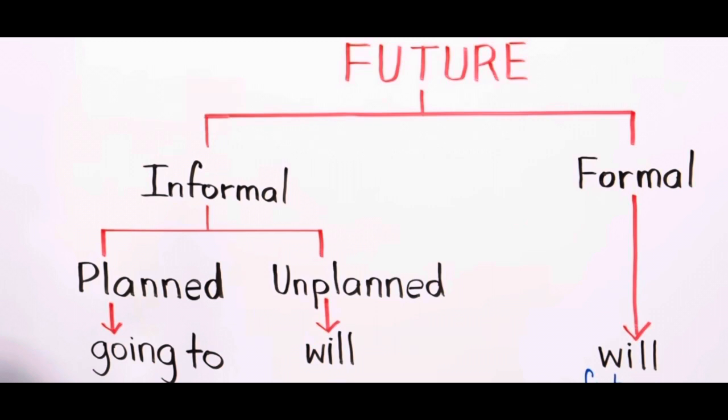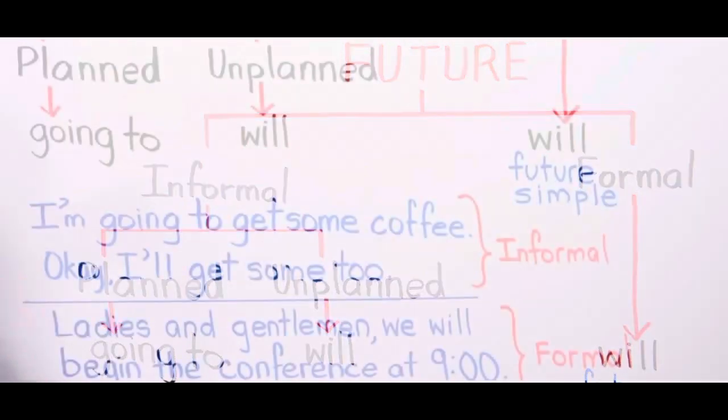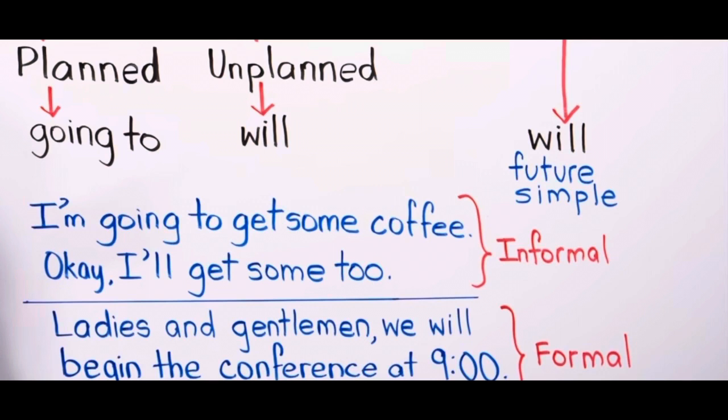Or if I'm going to travel somewhere, I need to make the travel arrangements, make a reservation, buy the tickets. These are the things that are planned in advance. And unplanned just means that you didn't plan it before. You just sort of decided at that moment to do something.